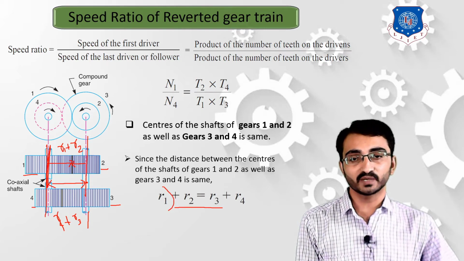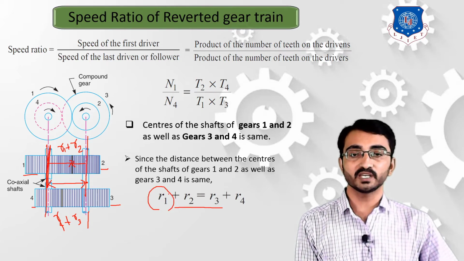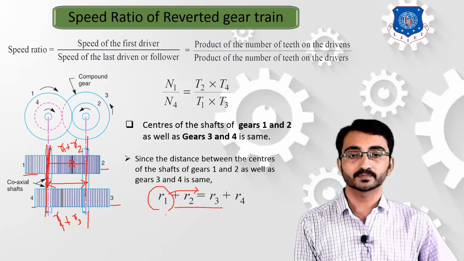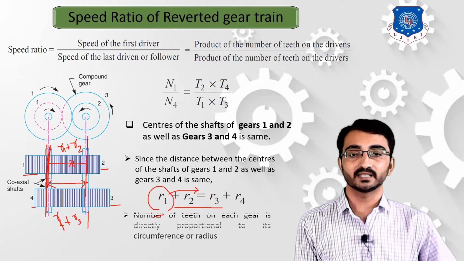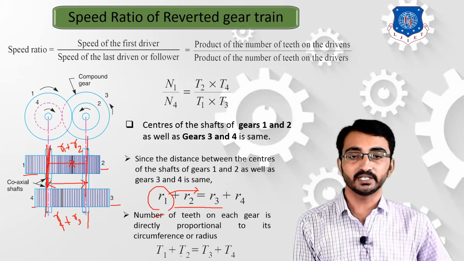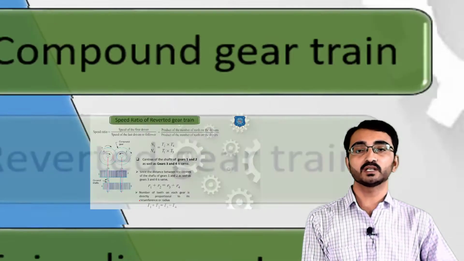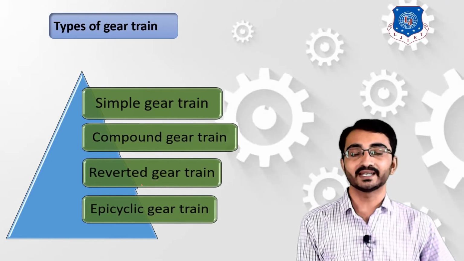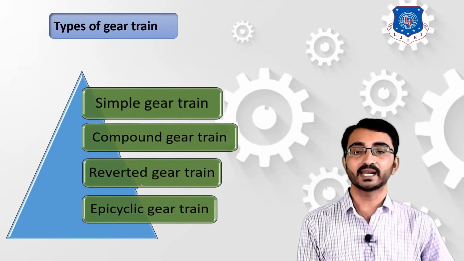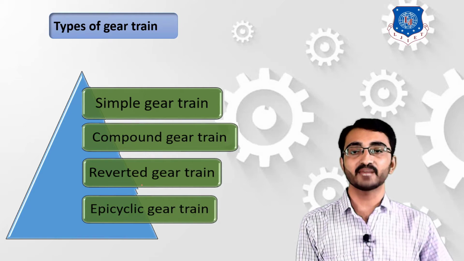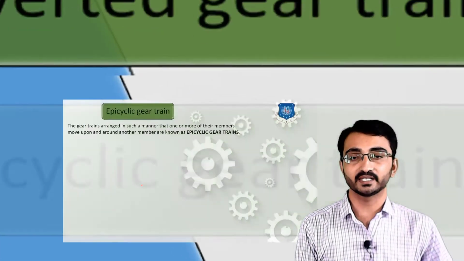The radius, or we can say the diameter, is always proportional to the number of teeth. So similarly we can say that T1 plus T2 is equal to T3 plus T4. So this is about the third type of gear train, that is reverted gear train. Now let's learn the fourth and the last type of gear train, that is epicyclic gear train.